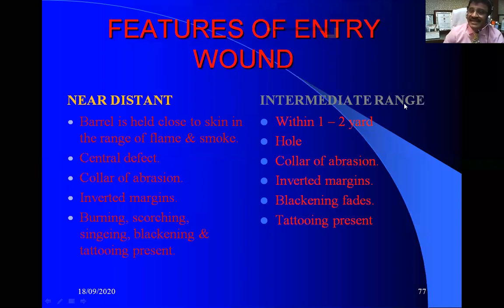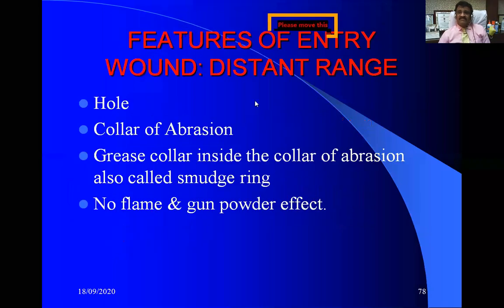Now, intermediate range, अजून जरासं लांबून मारले within 1 to 2 yards. There is a hole, collar of abrasion. Collar means around the hole. Inverted margins म्हणजे आतल्या बाजूला मार्जिन केल्याचं. ब्लॅकनिंग फेड्स, ब्लॅकनिंग कमी होतं आणि टटूइंग प्रेझेंट होतं जास्त. Now here features of entry wound from distant range. If you see, there is a hole, there is a collar of abrasion, there is a grease collar inside the collar of abrasion, also called as smudge ring, no flame and gunpowder. Actually, every doctor will not be able to study and do the finding. There are forensic experts amongst us.